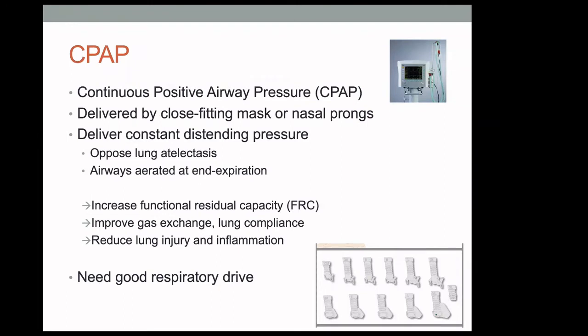So the clinical benefits of this are you have an increase in the functional residual capacity of the lungs. You have improved gas exchange, so your CO2 clearance and oxygenation, as well as improved lung compliance. And by improving your gas exchange and improving expansion, there's a reduction in lung injury and inflammation. However, the main caveat is that you need good respiratory drive and spontaneous respiration in order to use CPAP. I've got a picture here of the mask that I was mentioning, as well as the nasal prongs.